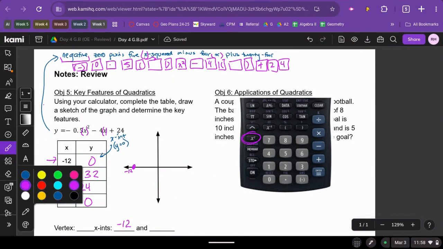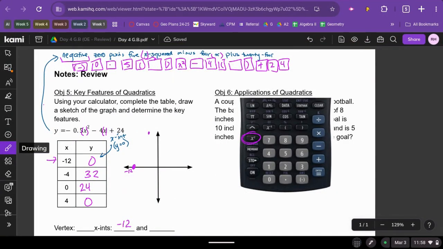Then we can carry on. We've got negative 4, 32. So that's at this point up here, around negative 4, 32. It looks like that could be a vertex, but we're not entirely sure yet. So let's keep going. 0, 24 is right there. So that's our y-intercept. Just like how x-intercepts are when your y value is 0, the y-intercept is when x is 0. And then lastly, we've got that last little x-intercept at positive 4.